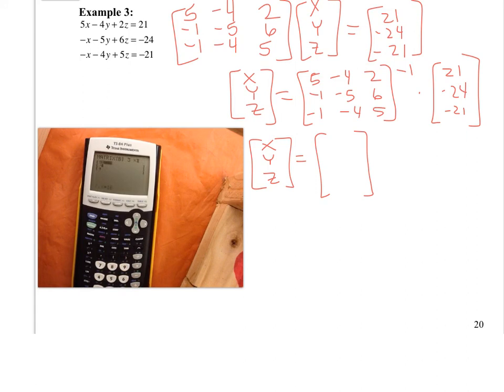We can quit out, go back into the matrix menu, over to edit, this time select option B. It is a 3 by 3, we want it to be 3 by 1. 21, negative 24, and negative 21. And again, just take a minute to make sure that matches up with your equations and you haven't made a typo.